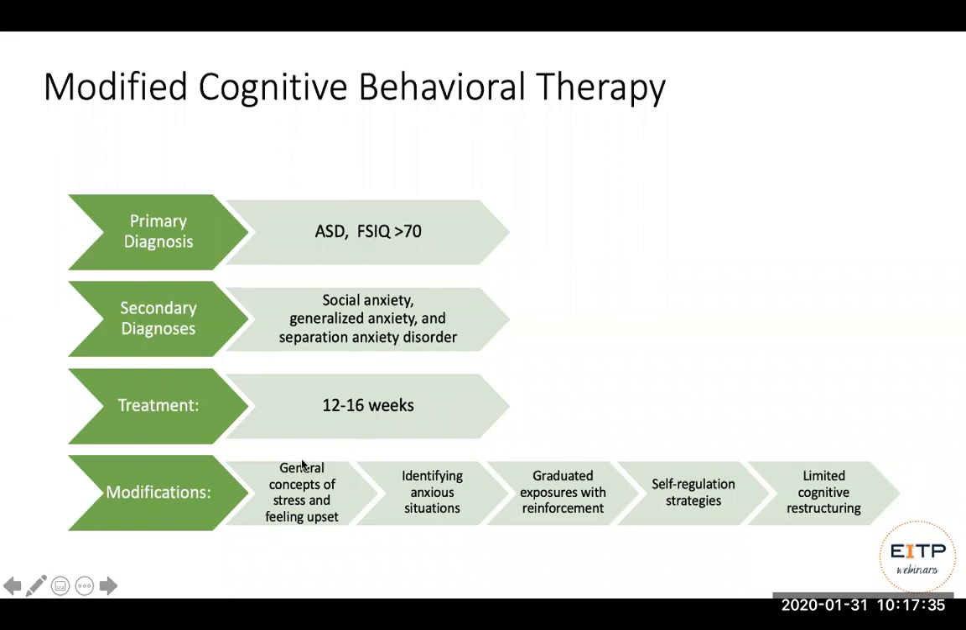And in these therapies, there are general concepts of stress and feeling upset, identifying anxious situations, graduated exposures with reinforcement, self-regulation strategies, limited cognitive restructuring. So that's what they teach these individuals.